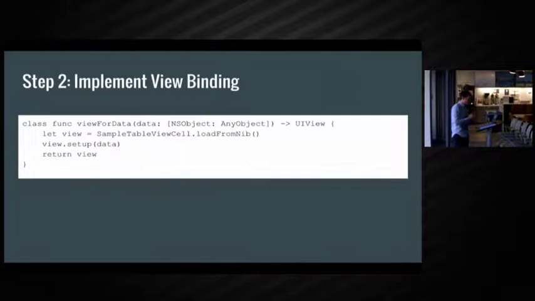So step 2 is implementing view binding. This is normally a really easy method to write. Basically, you're just going to create an instance of your view, however you do it, if you load it from a nib or anywhere else. Call setup with data and basically bind the data to your view, and then just return the view. This data object here is not going to contain any of those data value subclasses. It's going to contain real strings and ints. So this method's actually going to get called multiple times per test, once for each combination of data.